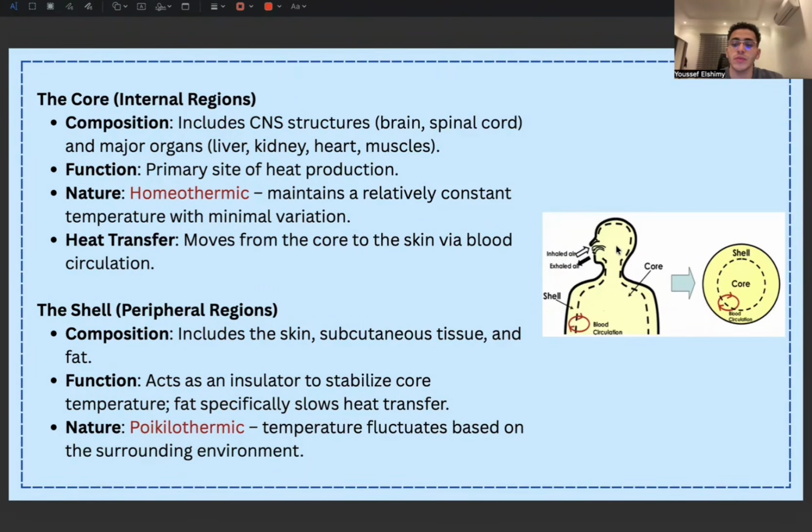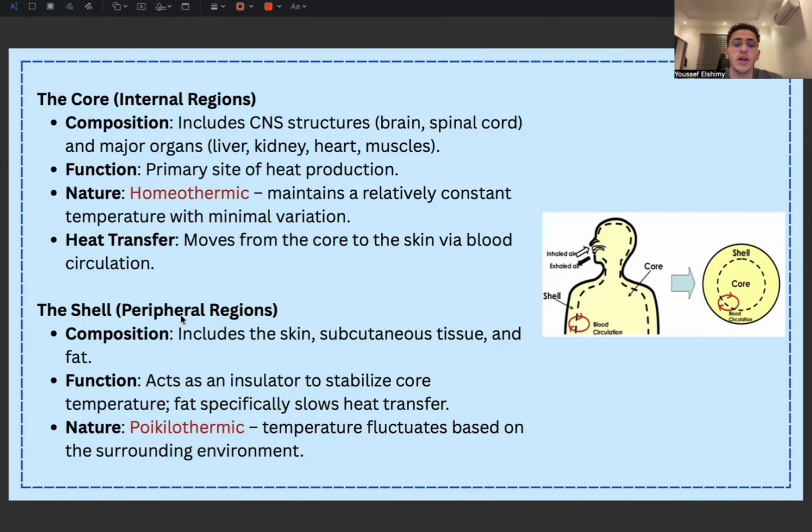And this is really important because a lot of enzymes work under a specific temperature. So if the temperature is very high or very low, they won't work. And if those enzymes and proteins are not working, this would lead to organ damage. So that's why they need to maintain a relatively constant temperature with minimal variation. And how does the heat transfer? It moves from the core to the skin by the blood circulation.